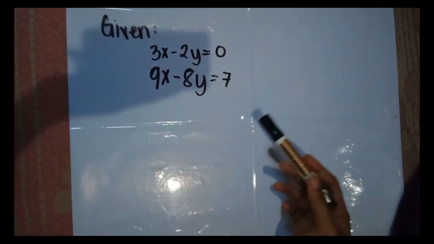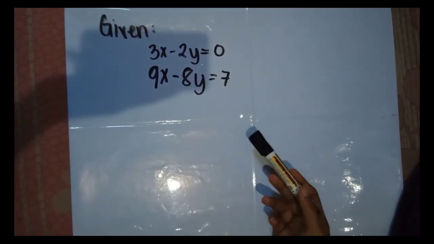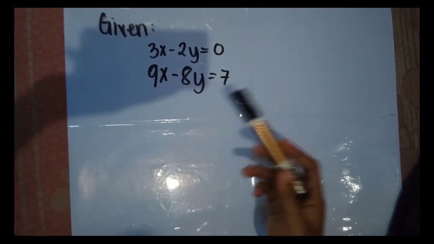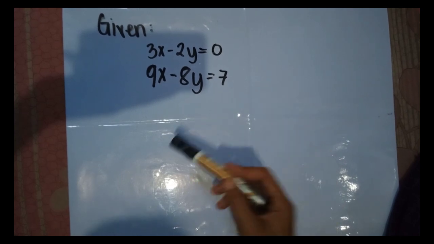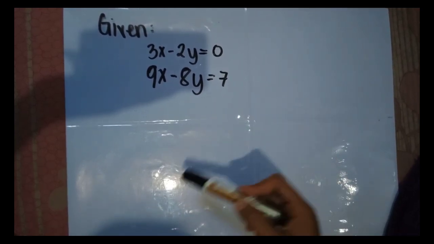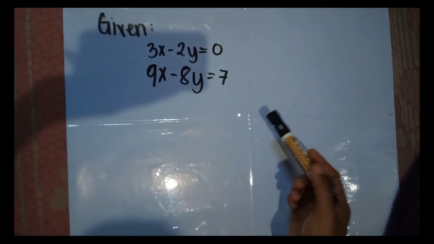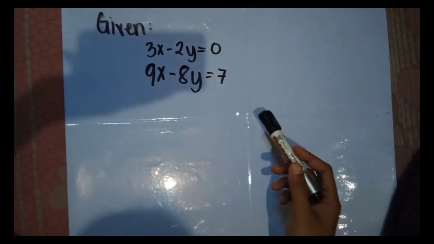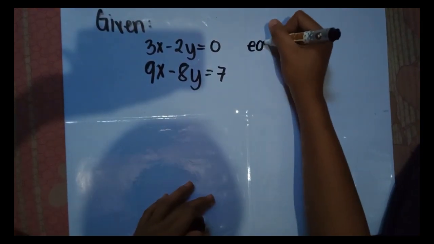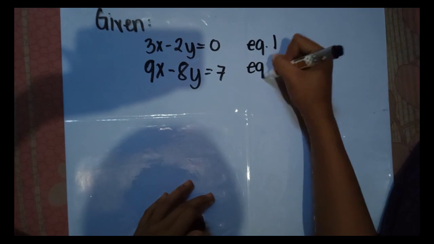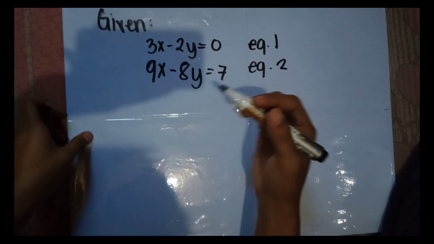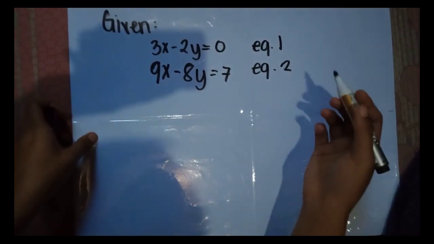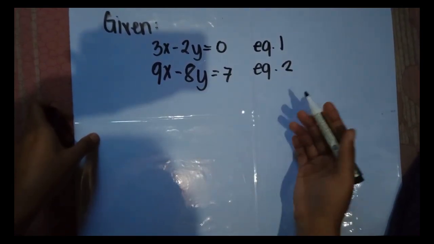The given system of equations can be solved easily by elimination method because the coefficients of both variables are multiples. So we are going to eliminate one variable in order to solve for the value of the other variable. In this case, we will eliminate the term with the variable x. To do that, multiply negative 3 to the equation 1. So this is our equation 1, and this is our equation 2. We will use the equation 1 to eliminate the term with the variable x by multiplying negative 3.